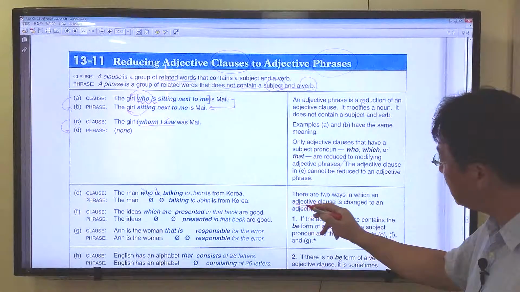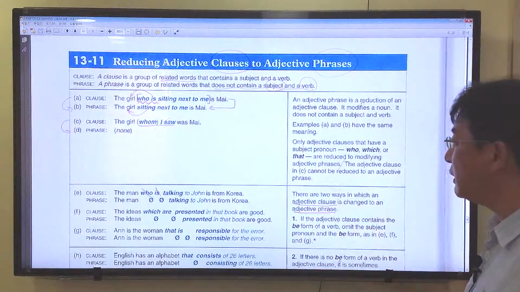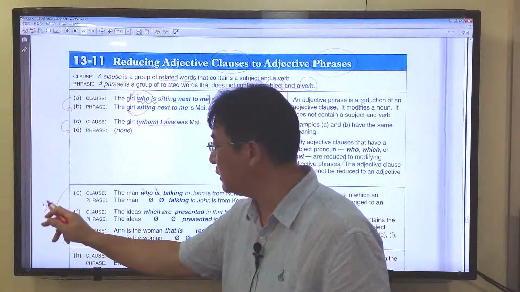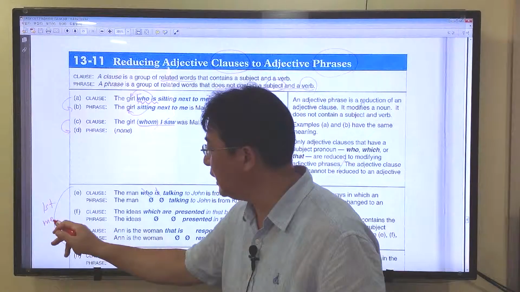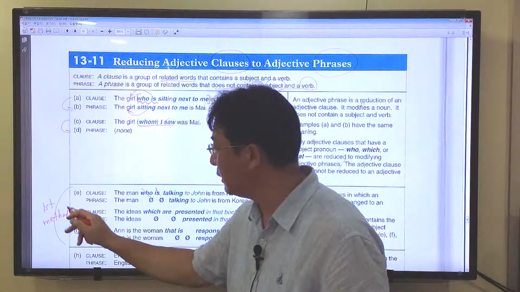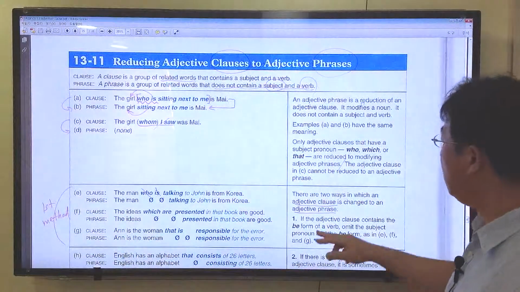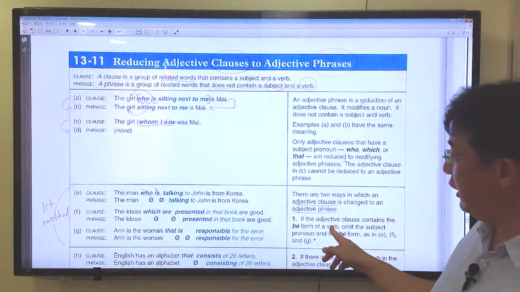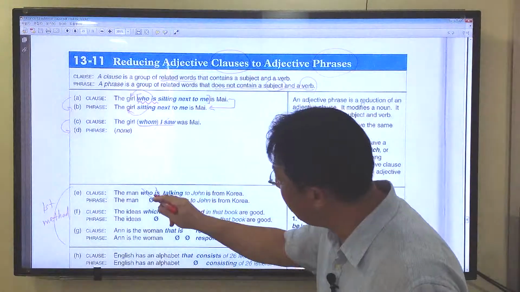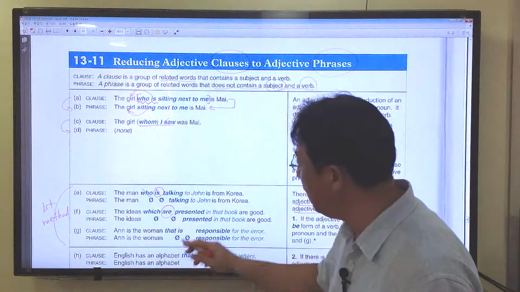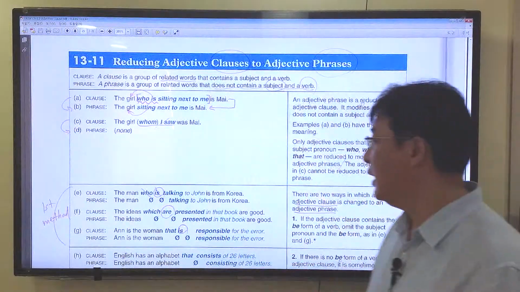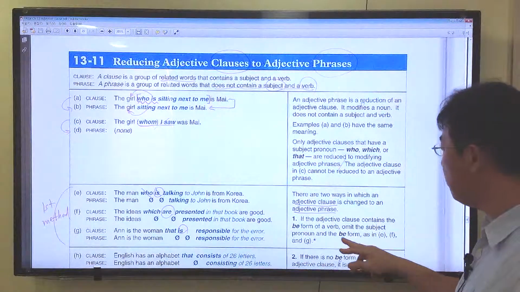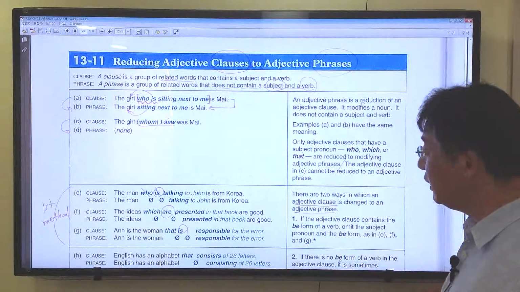그래서 adjective clause를 adjective phrase로 바꿔주는 방법에는 두 가지가 있는데, 일단 이거는 첫 번째 방법만 이야기하고 있습니다. First method만 이야기하고 있습니다. 그죠? 자, if the adjective clause contains the be form of a verb, so it doesn't matter whether there's helping or not, as long as there is a be form of verb, omit the subject pronoun and the be verb form. 그죠? 그래서 어떻게 된 겁니까?